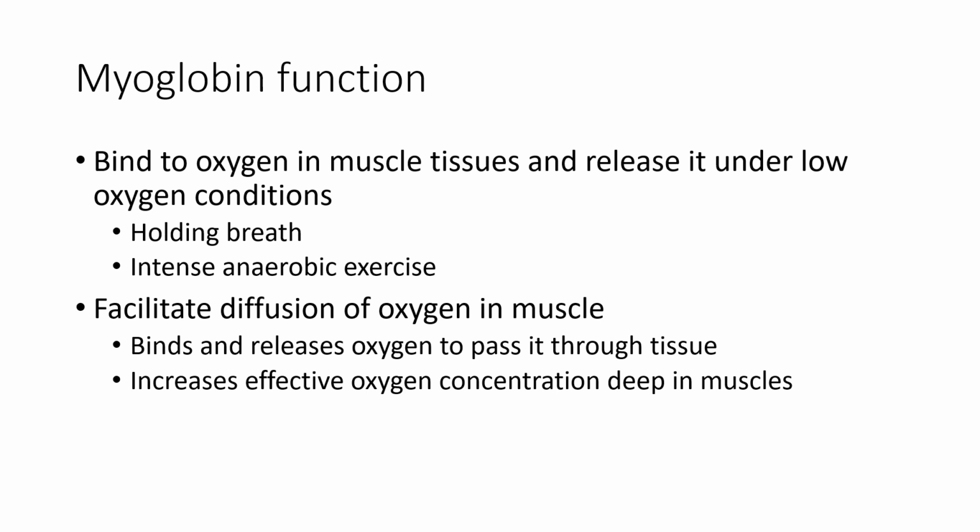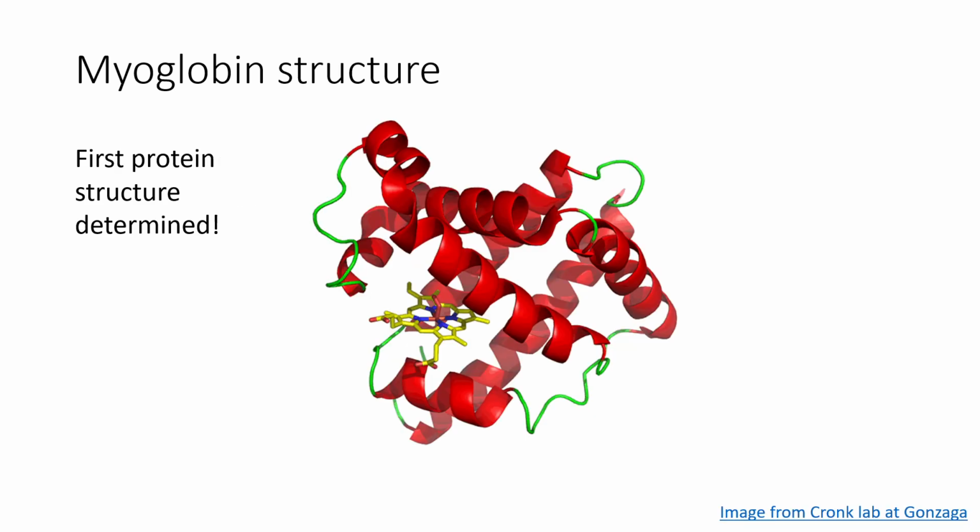This is able to increase the effective oxygen concentration deep within the muscle, where otherwise it might have more difficulty to penetrate. So let's talk about the structure of myoglobin and how that relates to its function for binding and releasing oxygen when necessary. Myoglobin was the first protein structure that was determined, and as you can see here, it's primarily made of alpha helices that are connected together by these sort of disordered regions. And you can see here shown in yellow is a heme group, which is a prosthetic group that is the actual carrier for the oxygen.